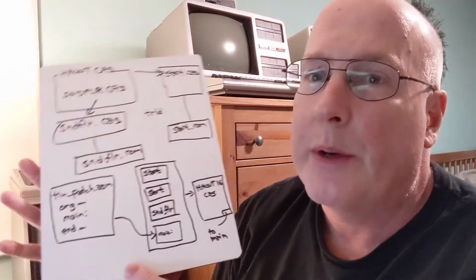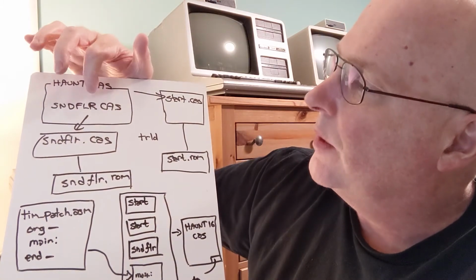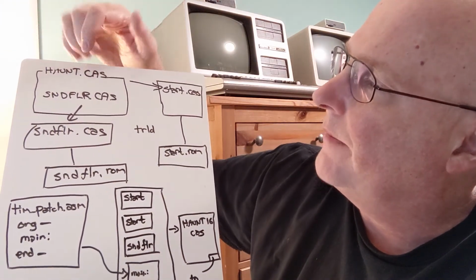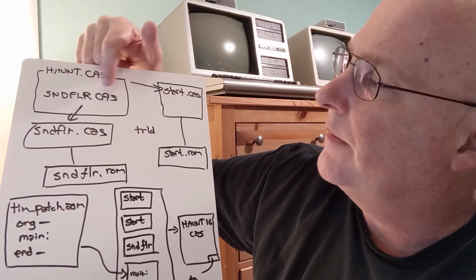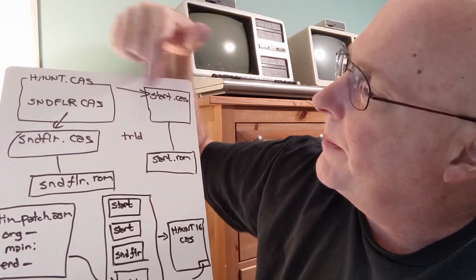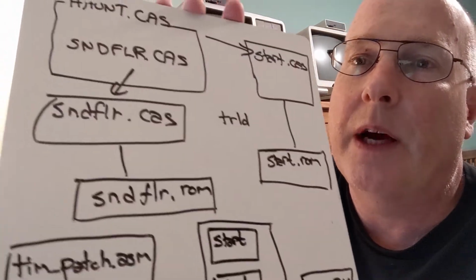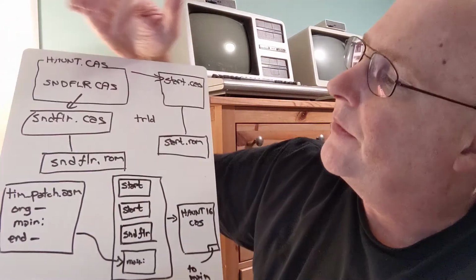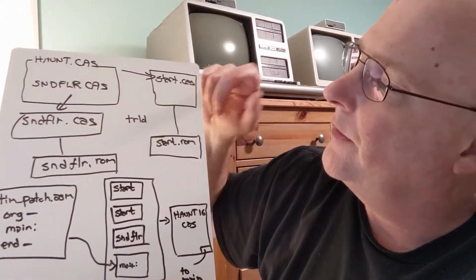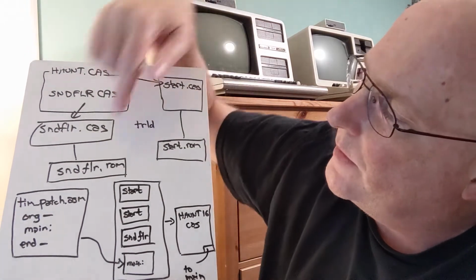What we're going to do is, I'll use this diagram. We'll start with the overall cassette file that has two cassette files in it, the haunt.cas and secondfloor.cas. We're going to separate those into two different cas files. We'll call the one start.cas and the second one secondfloor.cas. Then we're going to use George Phillips' TRLD to convert these into ROMs.